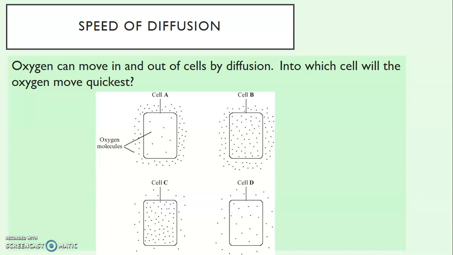So quick question, oxygen can move in and out of cells by diffusion. Into which cell would the oxygen move the quickest? So make sure you're looking at which one has got the highest concentration outside compared to the inside. And the answer for that one would be A, because this is the higher concentration, this is the lower one. On B, you've got pretty much equal, same as D. C, it would be moving out because it's from high concentration to low concentration.